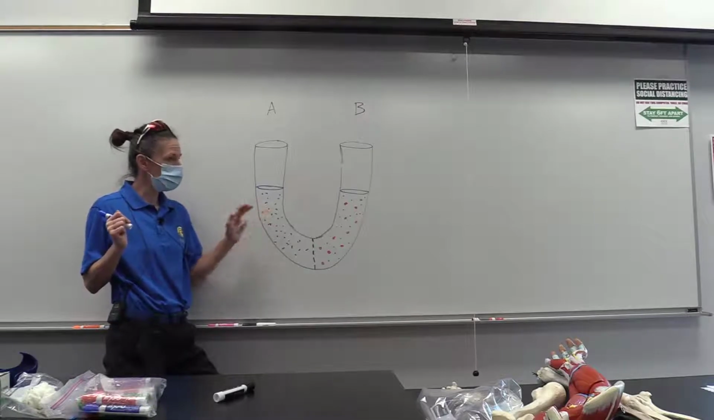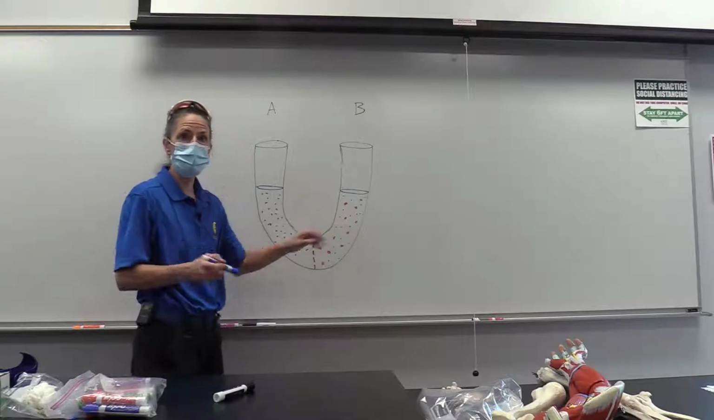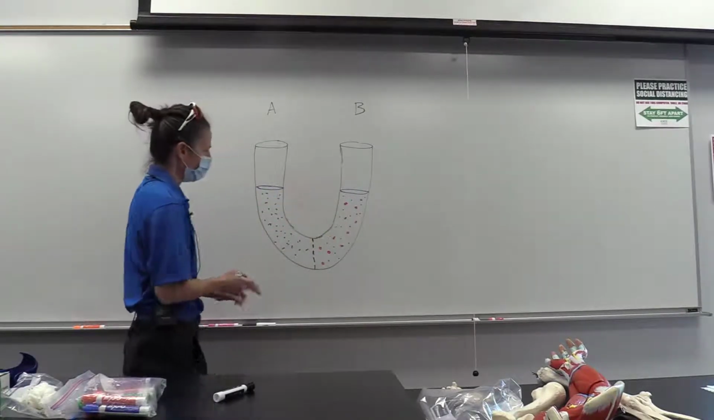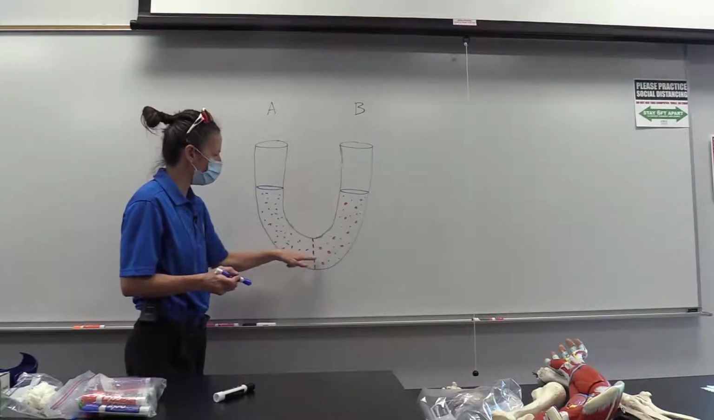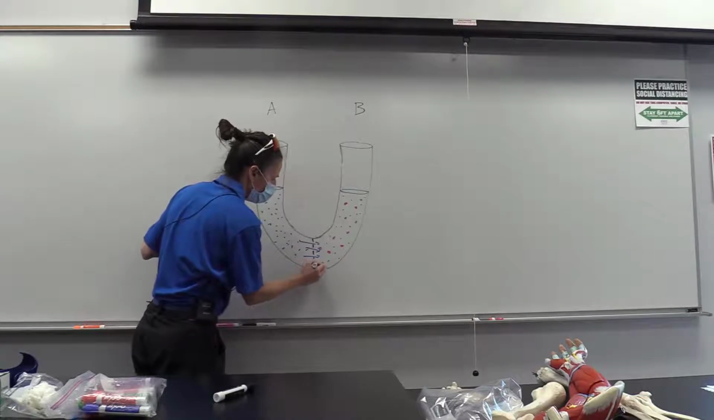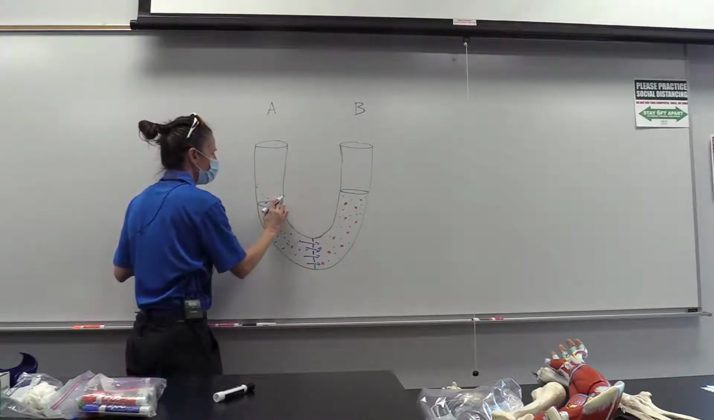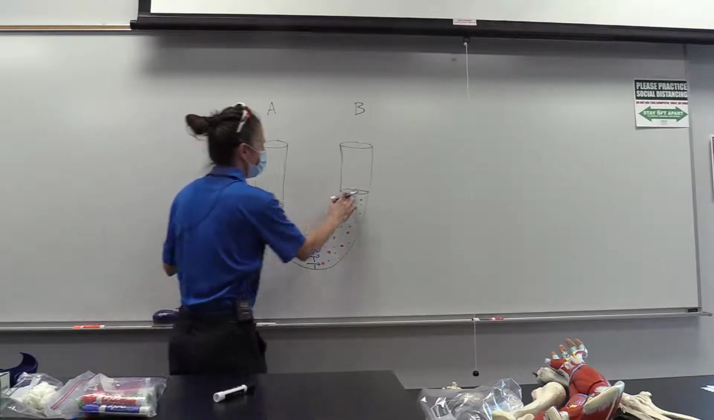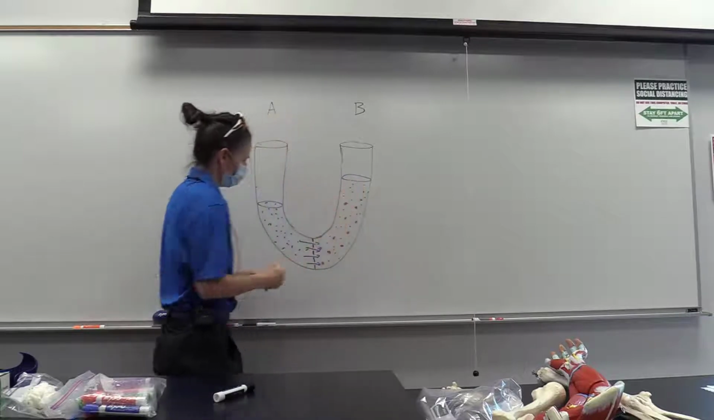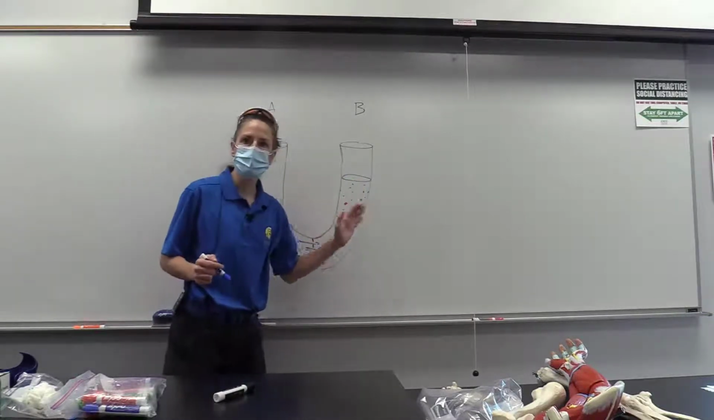A will want to go towards B because there's less concentration of water on the B side. So if we wait and we just fill these things up like this, and remember, these pink particles can't get through the membrane, but the water can. The water is going to go toward the other side. And after a while, the level of A will go down and the level of B will rise, simply because water basically is trying to equalize itself on both sides.